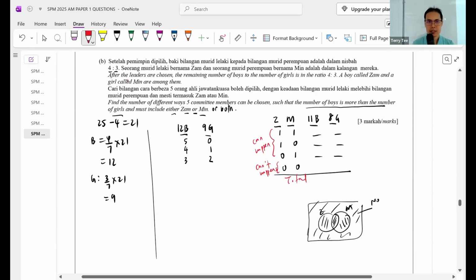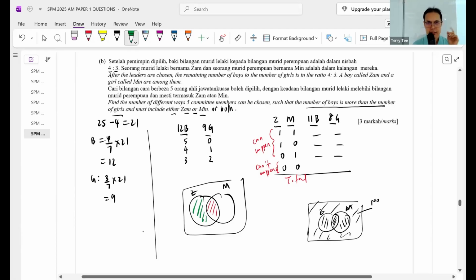I don't quite understand. Okay, I draw the Venn diagram one more time. This one is Zam. This one is mean. This part, okay, I color this. What does the red part represent? Choose both of them. What does the green part represent? Choose Zam, but don't choose mean. This one means what? Choose mean, but don't choose Zam. What I want is to include Zam or mean or both.